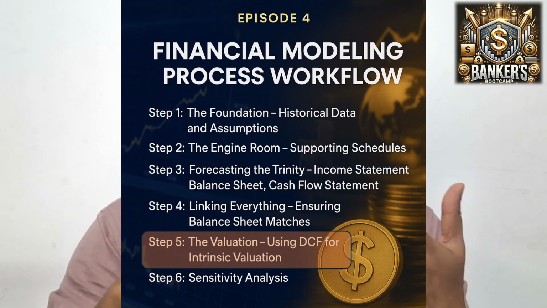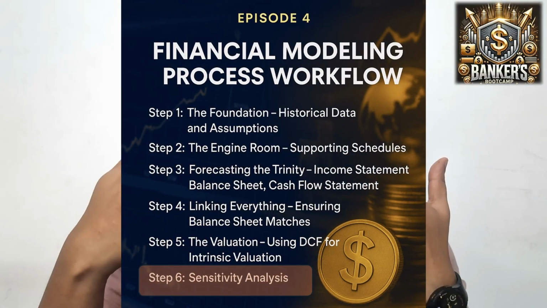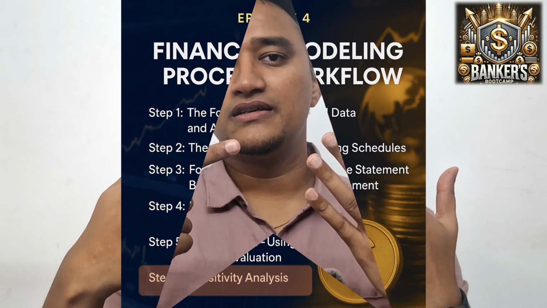Step 5. The payoff, valuation. With our fully integrated 3-statement model complete, we unleash the power of valuation. We build our discounted cash flow model, DCF, pulling free cash flow directly from our projections. We will also build our comparable company analysis, comps, to see how the market values similar businesses. And finally, the grand finale, sensitivity analysis. We don't just want one answer, we want a universe of possibilities. We will stress test our model with scenario and sensitivity analysis. This is the complete workflow, from blank page to powerful analytical tools.